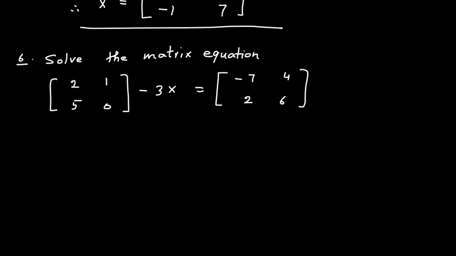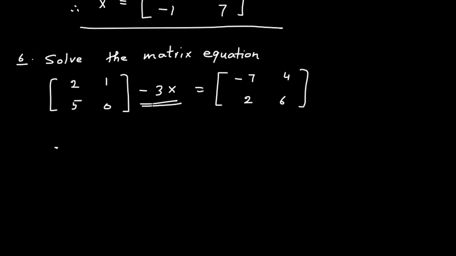Now next problem. Sixth problem is solve the matrix equation. Now this equation is like any other algebraic equation we are solving. In the same way we are solving this equation also. Here it is minus 3x. So let us bring this minus 3 on right, or let us keep this minus 3 here. But when you keep minus 3 here, it will be a little difficult for you to calculate x, as you have to divide by a minus 3 number.